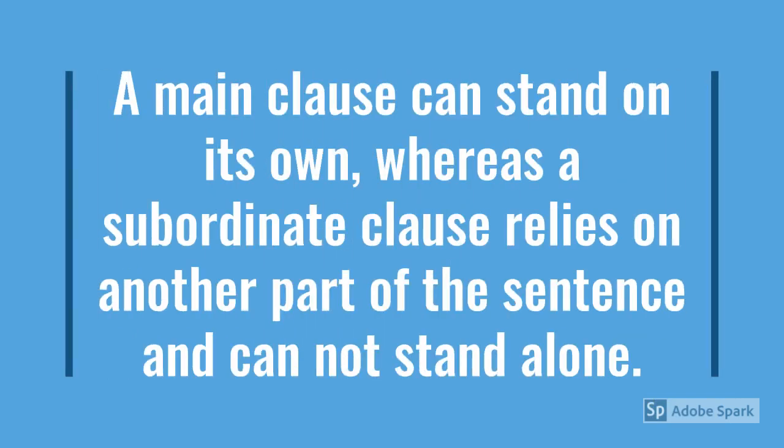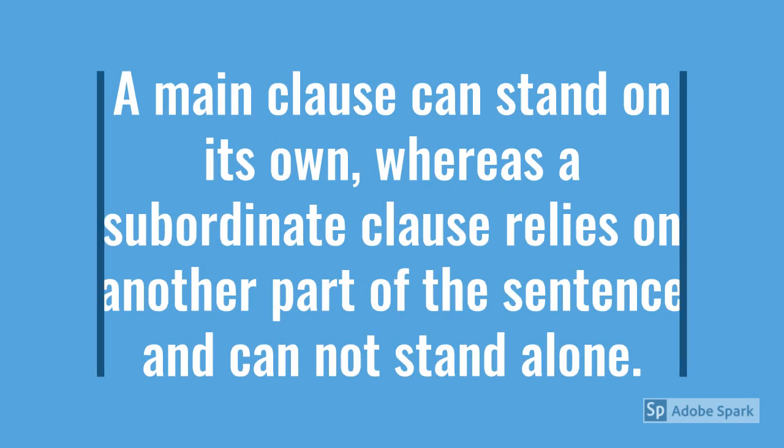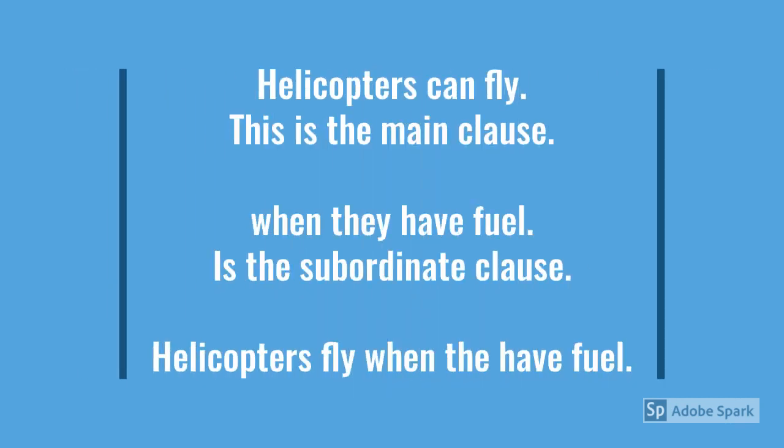A main clause can stand on its own, whereas a subordinate clause relies on another part of the sentence and cannot stand alone. Helicopters can fly is the main clause. It can stand on its own as a sentence. When they have fuel is a subordinate clause. It does not stand alone. It needs the other part of the sentence to make sense. Helicopters fly when they have fuel. This is an example of a main clause with a subordinating clause.